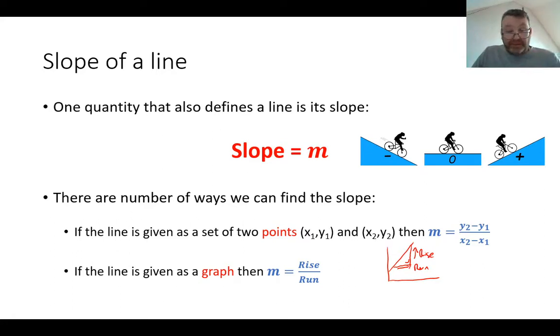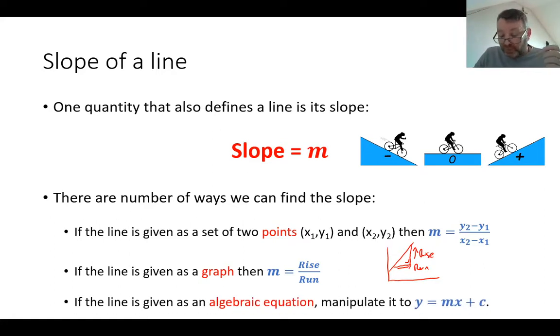And finally then, if they give you the line in terms of an algebraic equation or an expression, you have to manipulate that algebraic expression and get y in terms of x. What I mean by that is that you manipulate the expression until you isolate y. Because once you isolate y, the coefficient of x becomes the slope. And this value at the end will be the y-intercept. We'll talk more about that in a few moments. It's where it cuts the y-axis. So of all three, the best way to be given a line is in this form, the bottom one.